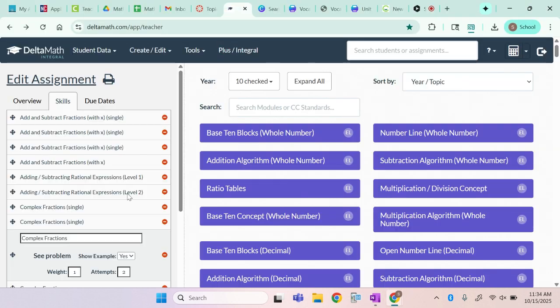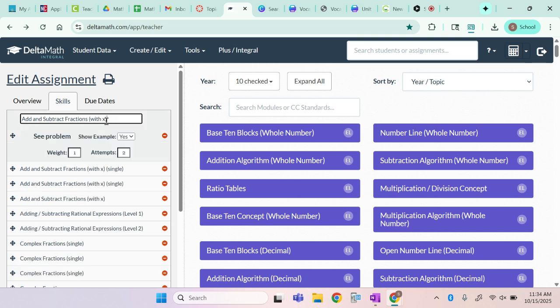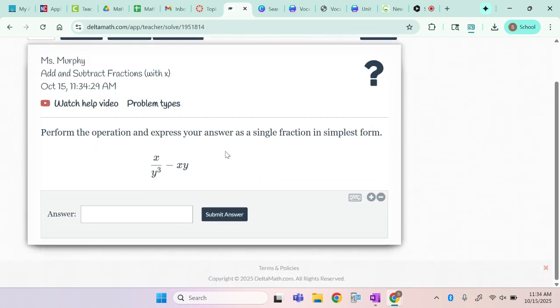All right, so my screen looks a little bit different than yours, but you should be in the 4.3 Delta Math. We're going to do that first single problem, which happens to be the first problem on your worksheet. We're going to work through some of these together, and then once we get answers, you can type them into Delta Math as we go.